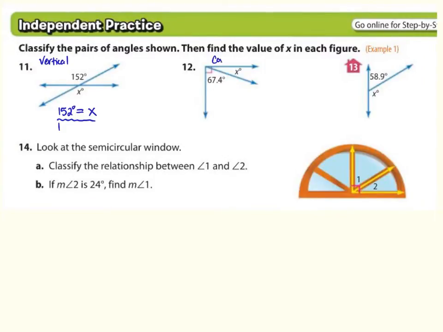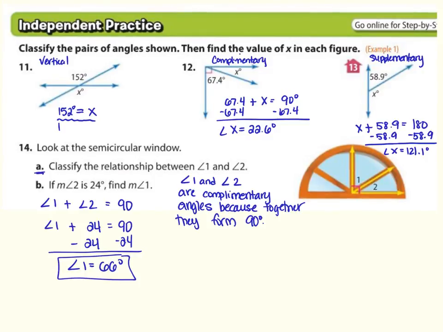Okay, here are your complementary angles again. You know how to write an equation for that one. And then number 13 is your supplementary. You know how to write and solve an equation for this one. And then number 14, part A, asks you to identify the relationship between angles 1 and 2, and then they give you angle 2. So go ahead and answer 12 through 14, and then push play when you're ready for your answers. Okay, here are your answers. Go ahead and pause the video, correct any mistakes that you might have, and then move on.